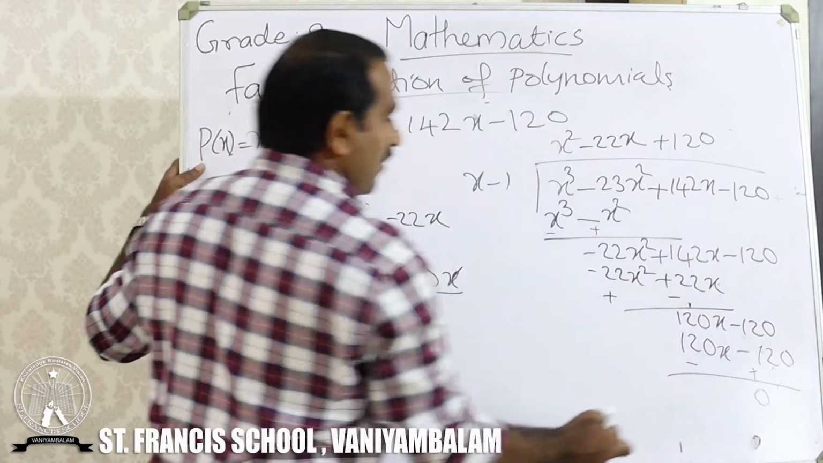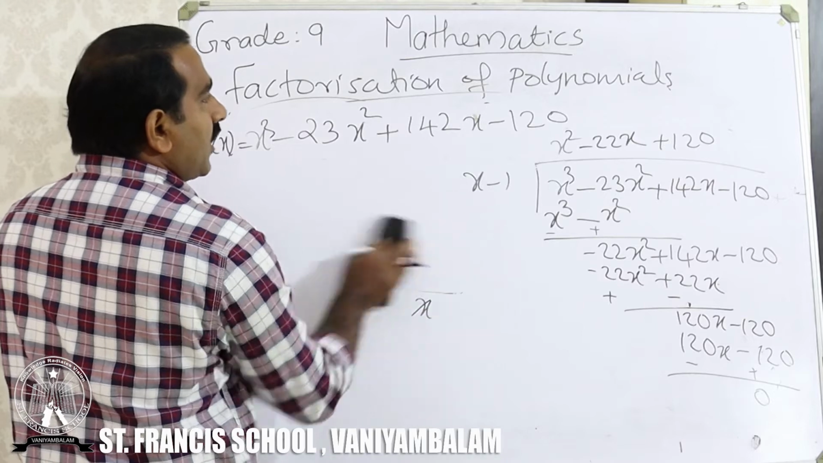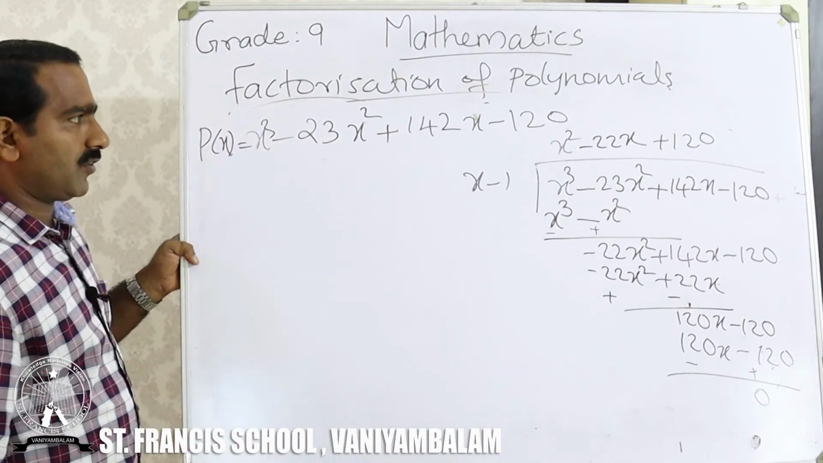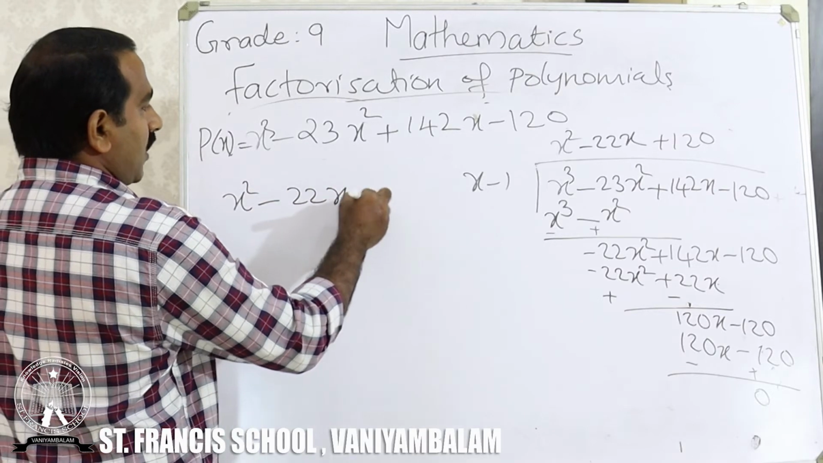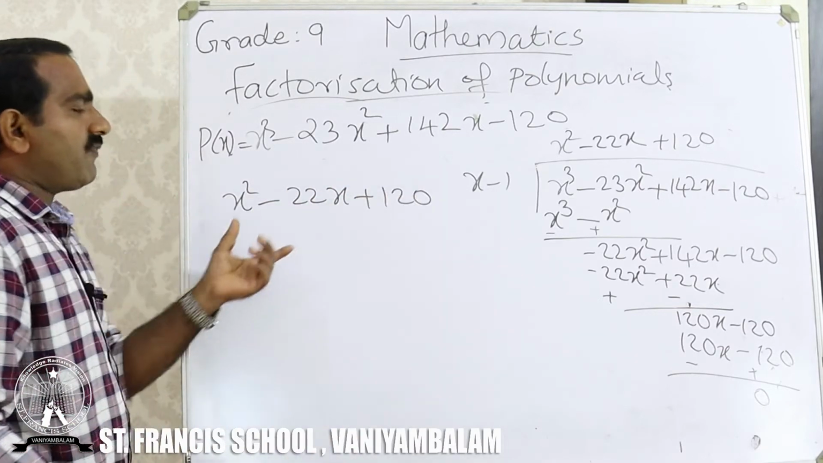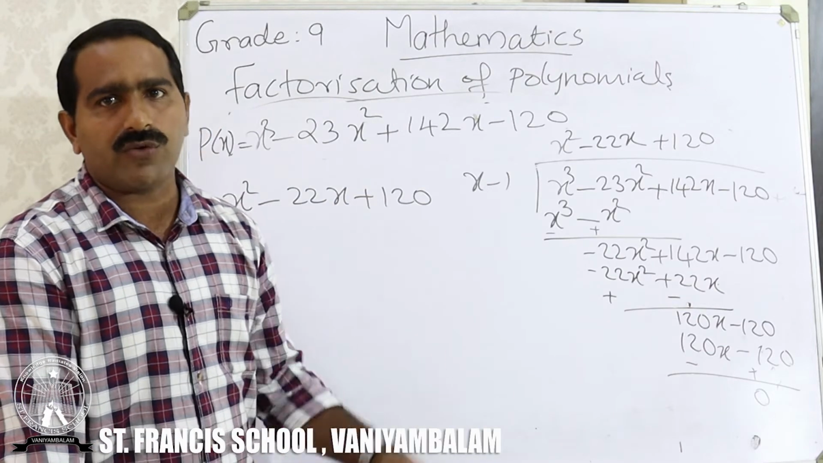Remainder is 0. We got remainder 0. Now x square minus 22x plus 120. It can be factorized either by splitting the middle term or by using factor theorem.